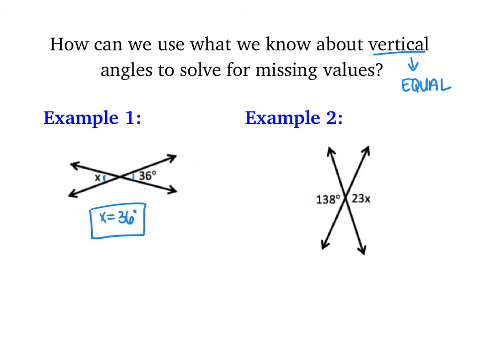Let's bump it up a notch. For example 2, we have 138 degrees vertical to an angle that's represented by 23x. To figure out what x has to be, I'm going to first set those two equal to each other, so 138 is equal to 23x. The goal is to figure out what x has to be for that angle to equal 138 degrees. To solve that, I can divide both sides by 23, which gives me that x has to be 6 in order for those two vertical angles to be equal to each other.